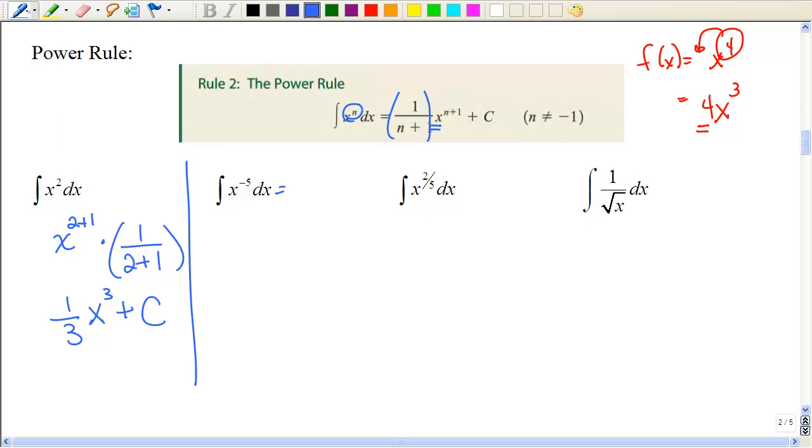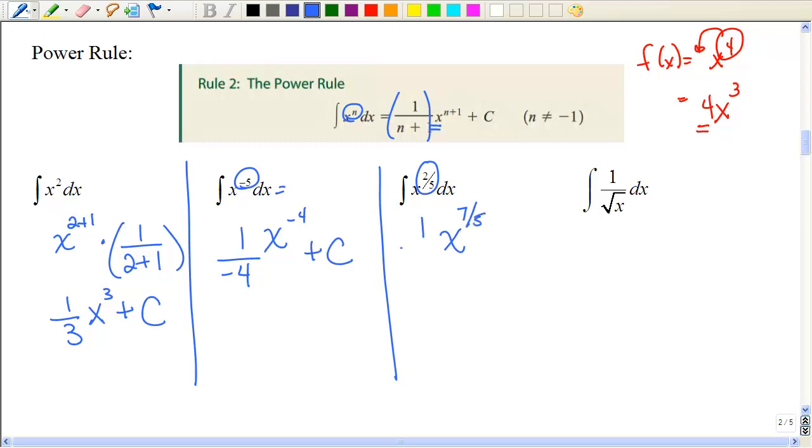So we're going to add 1 to the exponent, which is -4, and we're going to multiply by the reciprocal of our new exponent. And don't forget to add plus c. Again, we're going to add 1 to 2/5, so that's 7/5, and then divide by our new exponent. But 1 divided by a fraction is going to cause you to take the reciprocal.